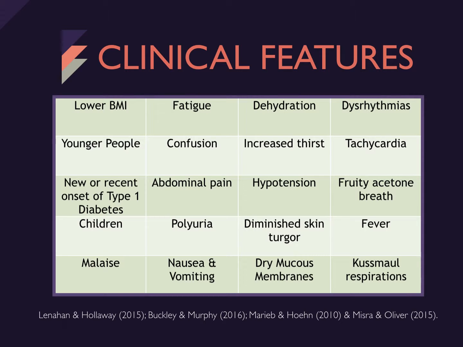Dehydration, dry mucous membranes, diminished skin turgor, and excessive thirst are caused by polyuria from the osmotic diuresis which we have just spoken about. Hypotension will be caused from hypovolemia from the huge diuresis, sepsis, or both. Dysrhythmias may occur due to electrolyte imbalances, however the dominant cardiac rhythm is sinus tachycardia. Kussmaul respirations are characteristic of deep hyperventilation to help blow off CO2 to increase blood pH, and a fruity acetone breath will be noted as the patient exhales excess acetone.